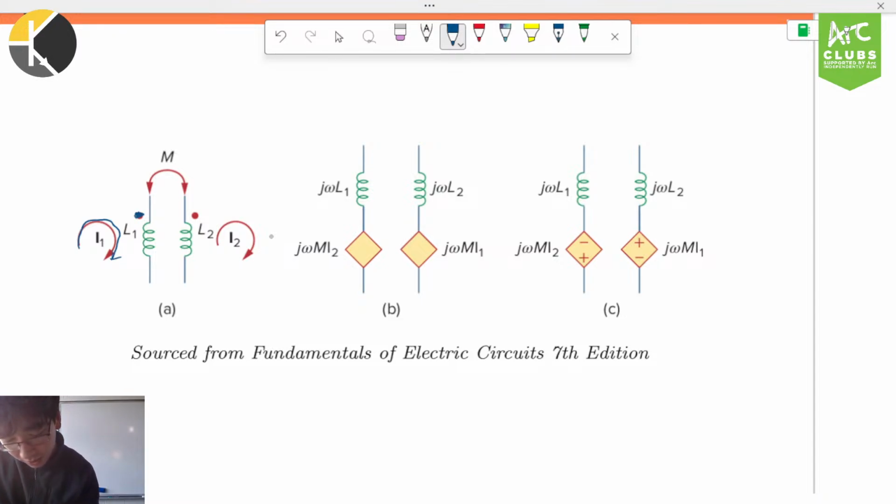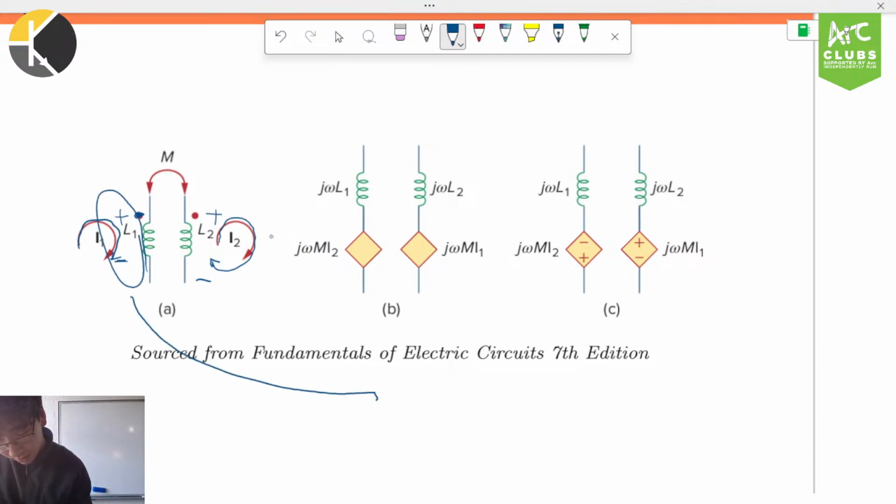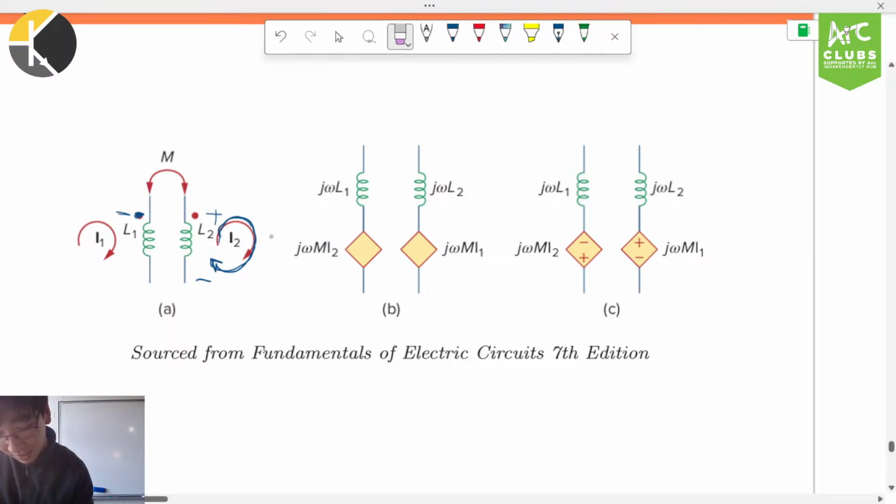So then our dotted terminal on the other side will be positive, and the other side will be negative. For I2, your current flows into the negative terminal. So then this side will be positive, and this side will be negative. Then you can see that these pluses and minuses, wait, hang on. Sorry, so this current flows into the non-dotted terminal. So this will be a negative at the dotted terminal and a positive at the non-dotted terminal.